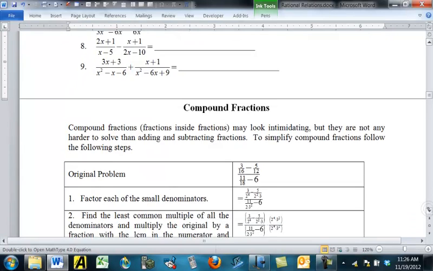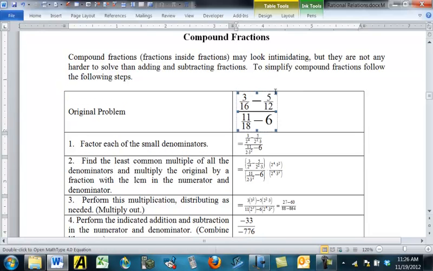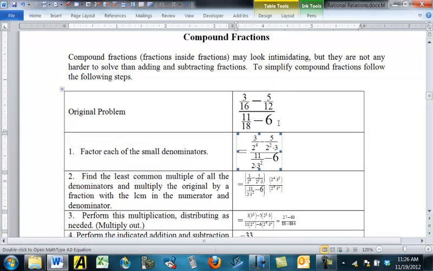Now let's look at compound fractions. Compound fractions are fractions inside of fractions. There's actually a couple of techniques you can use here, but one technique that works really nicely is to factor all the little denominators inside. So 16 is 2 to the 4th, 12 is 2 squared times 3, 18 is 2 times 3 squared, and if you want to think of that as 6 over 1, you can.